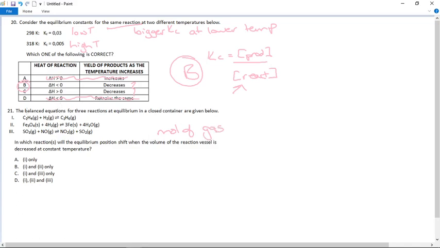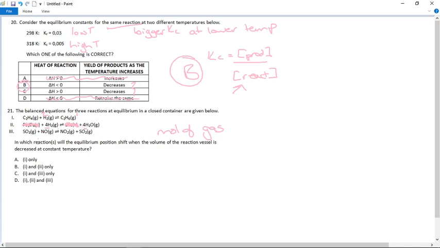Okay, so in this first reaction, I've got 1 mole plus 1 mole, 2 moles of gas on the left goes to 1 mole of gas on the right. In this one, I've got a solid. Changing the volume is going to do nothing to that. There's another solid, and then I've got 4 on the left and 4 on the right.